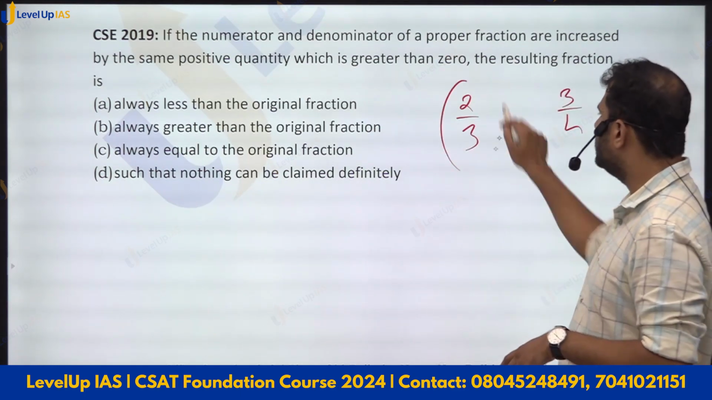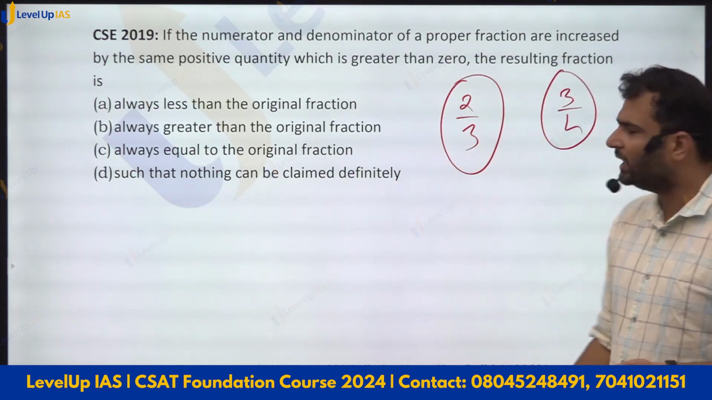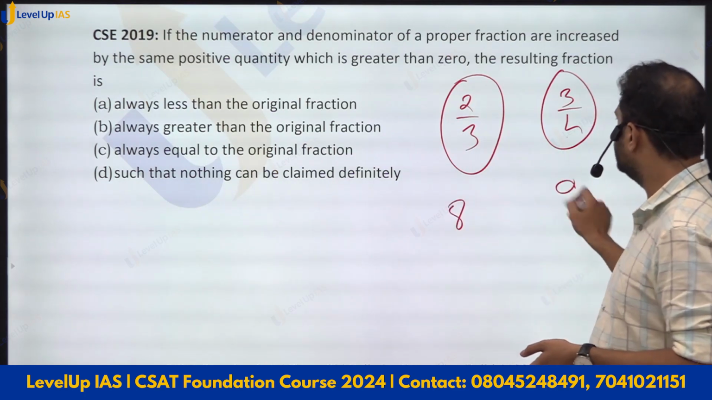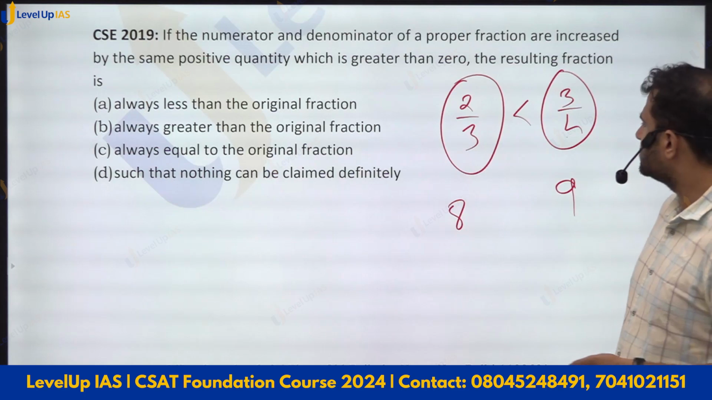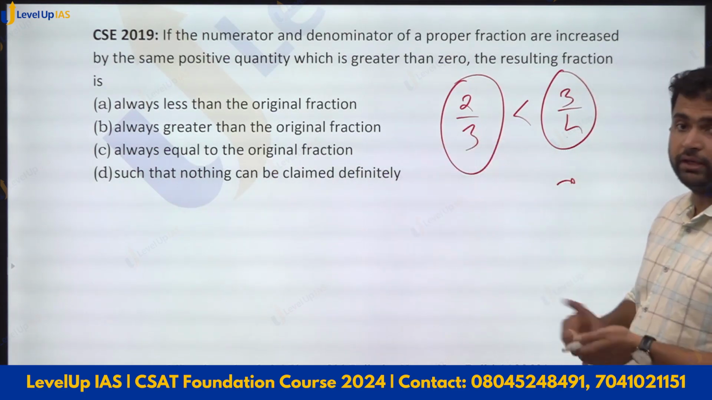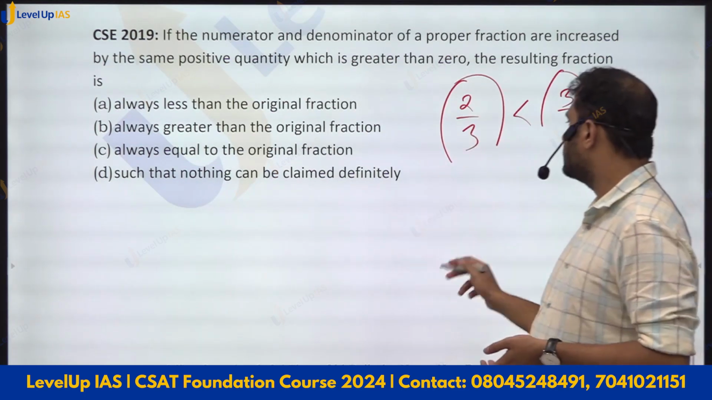Now we just have to decide which of them is bigger or smaller, or whether the quantities are the same. How do we see that? We just cross multiply. 4 into 2 is 8, 3 into 3 is 9. So this is bigger, by cross multiplication. So the new fraction is coming out bigger. Okay, fine, that could be one conclusion. Let us take some other values.